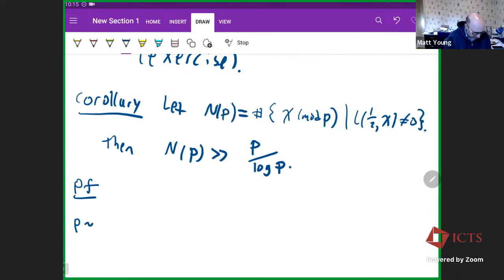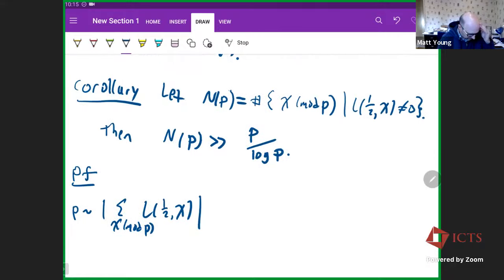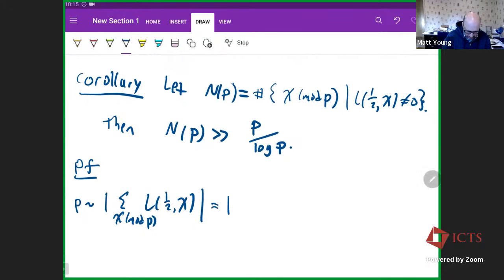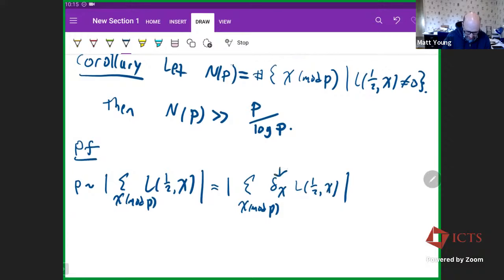We have that P is asymptotic to our first moment. We can put in absolute values for free because the average is positive. Then what do we do? We say this is the sum over chi mod P, and then we just multiply by, I'll call it, delta sub chi. So delta chi is equal to 1 if the L function is not 0, and it's 0 if the L function is 0.